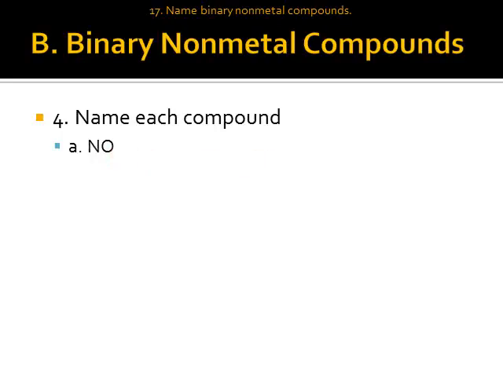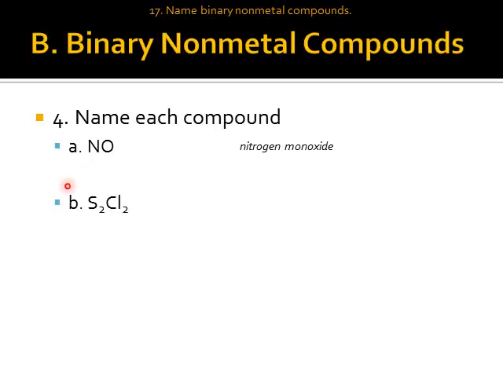Now the prefix for one is mono. However, remember, we don't use the mono prefix for the first element. So the first part of this compound name will just be nitrogen. You can see that here. And then there's just one oxygen atom, so monooxide, or we would actually drop one of those O's and just say monoxide, just to make it easier to say and it sounds nicer. So nitrogen monoxide. Next one, we have S2Cl2.